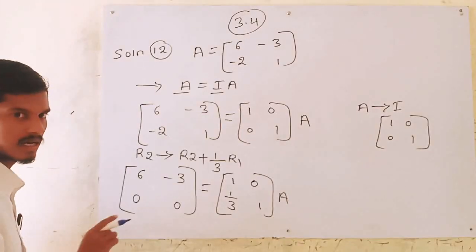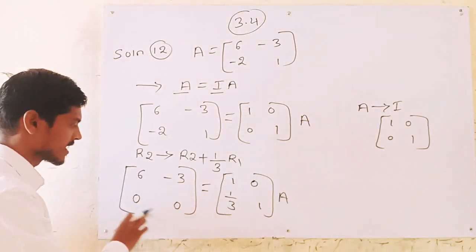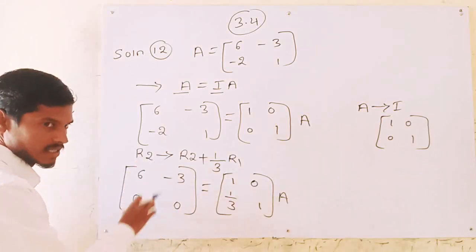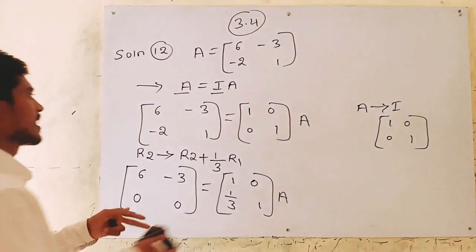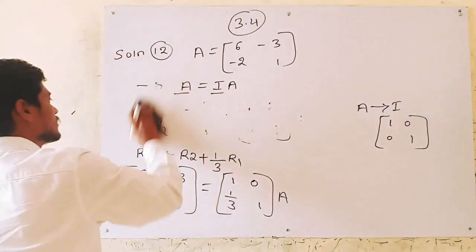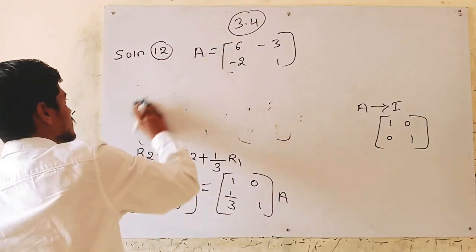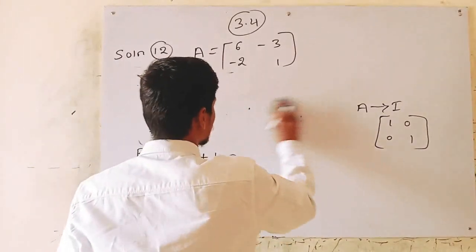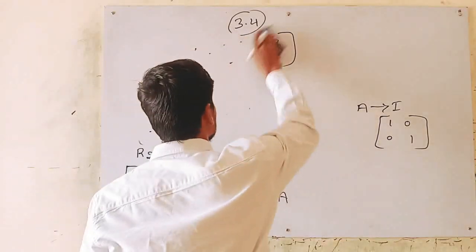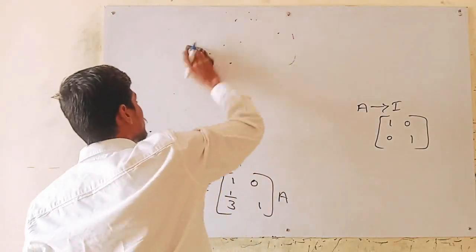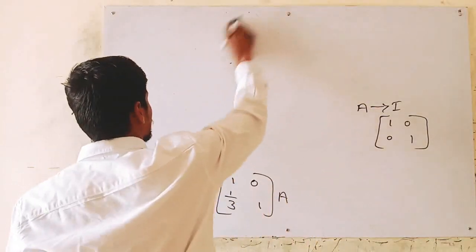Whatever it may be, if all the elements of any row or column become 0, then what is your conclusion? A inverse does not exist, because all the elements of the second row of the LHS matrix are 0. Very good conclusion. That implies since all the elements of R2, the second row, are 0, therefore A inverse does not exist. That is your conclusion.